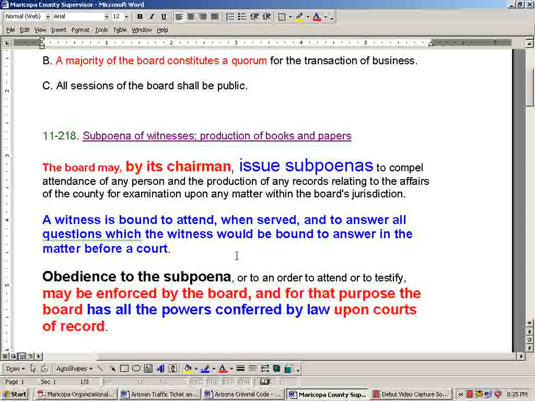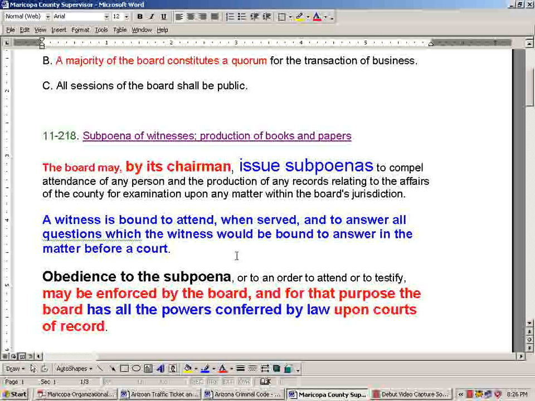So the board may, by its chairman, issue subpoenas to compel attendance of any person and the production of any records relating to affairs of the county for examination upon any matter within the board's jurisdiction. Well, they're simulating a legal process within their jurisdiction, so it is their jurisdiction.